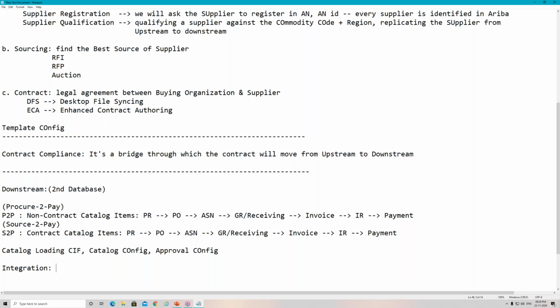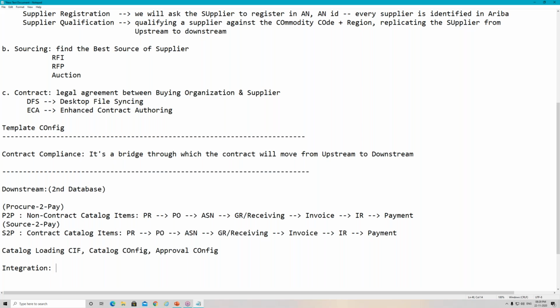You have to design the scenario. Why? Because I think now all of you can understand the difference between P2P and H2P. P2P means procure to pay, so you don't need an upstream. Just downstream is more than enough. But if you look at H2P, H2P has both upstream plus downstream. Exactly. So that is the major difference.